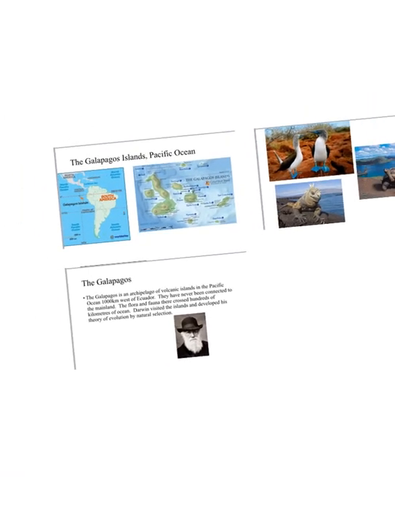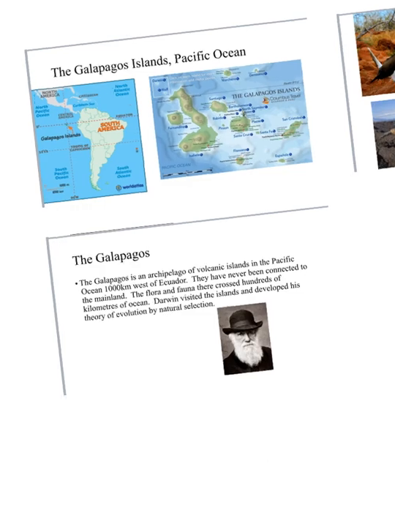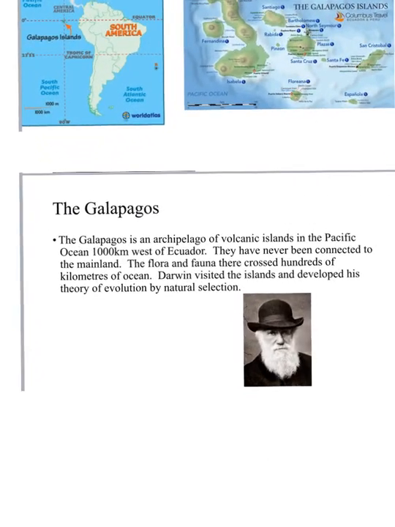So, some brief history then on the Galapagos. You might have heard of them from Darwin's expedition. The Galapagos is an archipelago of volcanic islands in the Pacific Ocean, 1,000 kilometers west of Ecuador. They have never been connected to the mainland. Therefore, the flora and the fauna there crossed hundreds of kilometers of ocean, either on typhoons and debris of rafts and tree trunks uprooted, and made their way there by ocean currents. Darwin visited the islands and developed his theory of evolution by natural selection.